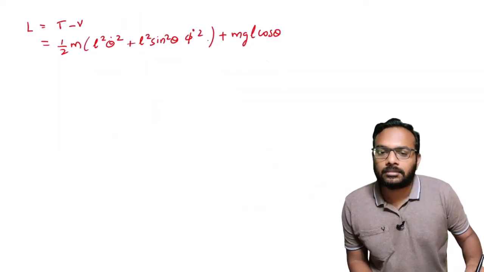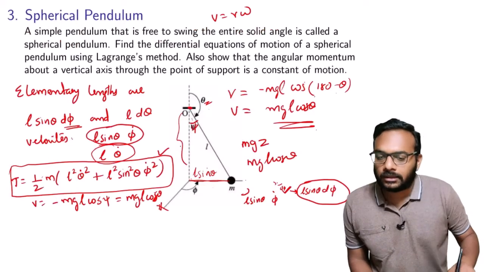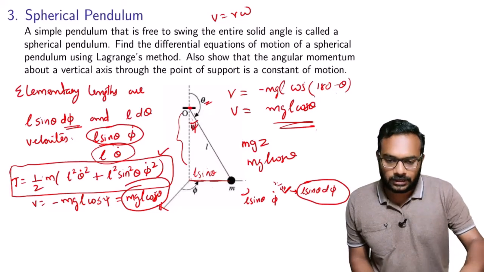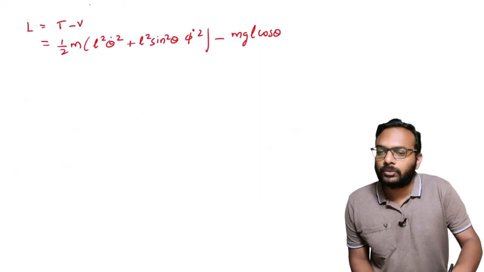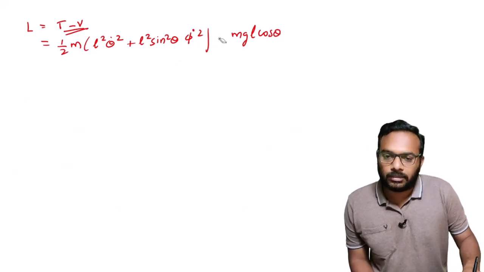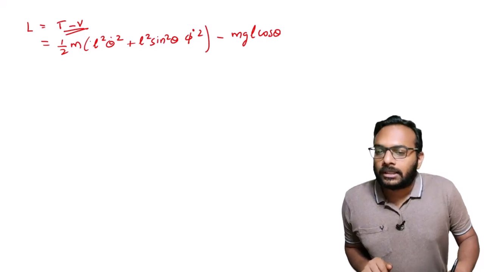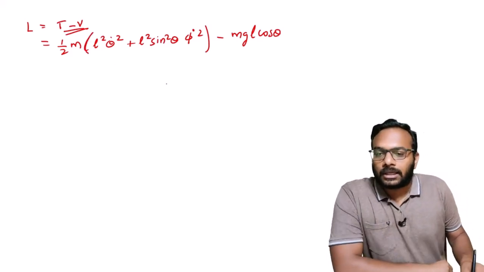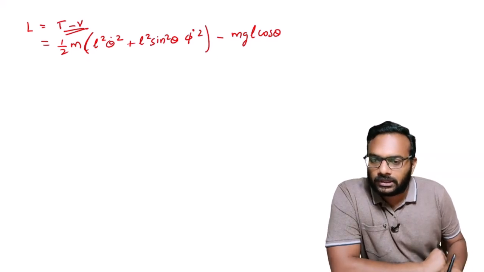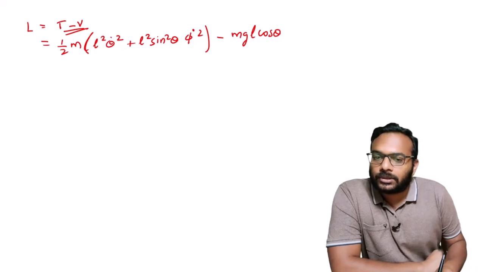No, minus is correct, sorry again. Okay, so V is equal to mgl cos theta. So the Lagrangian is T minus V, so here it's a minus sign. Okay, I'm sorry. Now we have written down the Lagrangian. We have to be careful, don't make this mistake again. So we have got the Lagrangian.